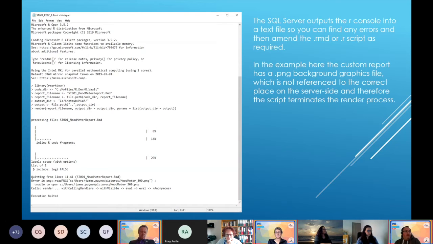So basically what that means is when things go terribly wrong, it's nice to be able to actually go in and find out why it's going wrong. So in this example here, basically you can see how it's going through. So this is the knitting process. So you can see here that basically it's failed due to the fact that I haven't referenced my graphics file for the custom graphic.